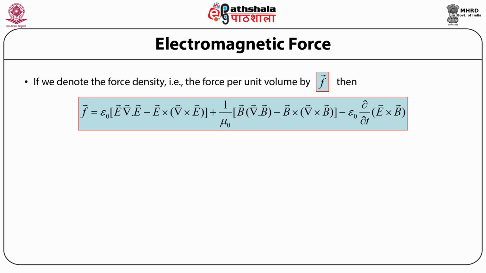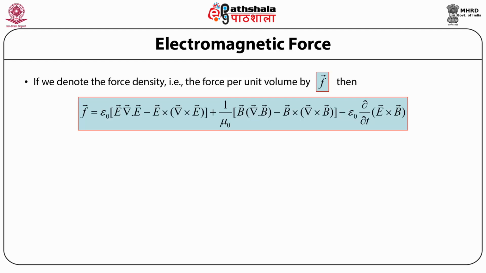field times the divergence of the electric field minus the cross product of the electric field with the curl of the electric field, plus 1 upon mu naught times bracket open the magnetic field induction vector B times the divergence of the magnetic field induction vector B minus the cross product of the magnetic field induction vector B with the curl of the magnetic field induction vector B, bracket close, minus epsilon naught times the partial time derivative of the vector product of the electric field and the magnetic field induction vector B.